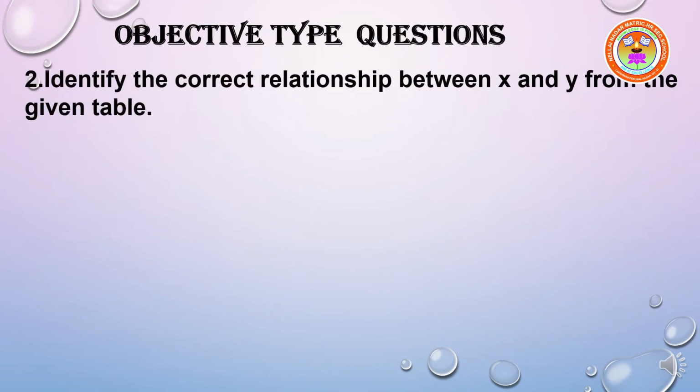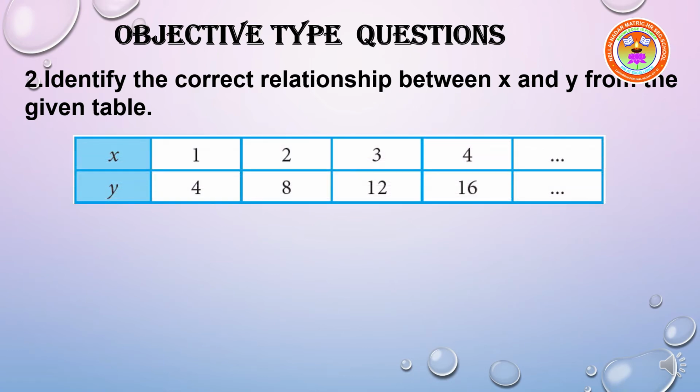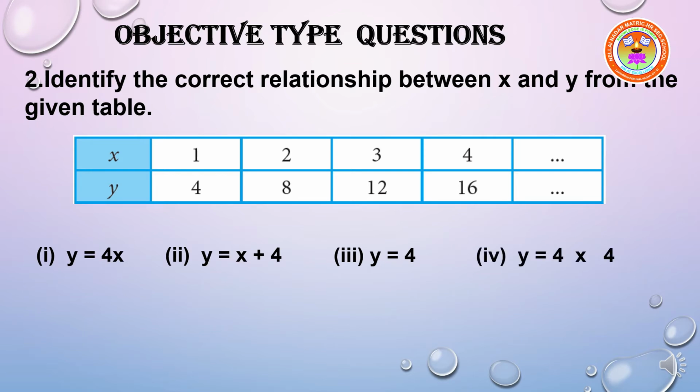Now let us move on to the objective type questions. Second one, identify the correct relationship between x and y from the given table. A tabular column is given with x and y values, and we have to find the correct relationship between x and y from the given options. First option is y is equal to 4x. Second option, y is equal to x plus 4. Third option, y is equal to 4. Fourth option, y is equal to 4 into 4.